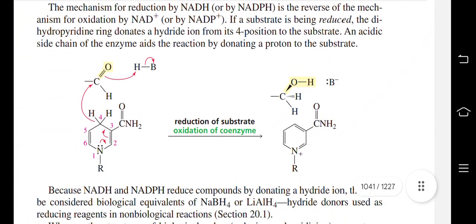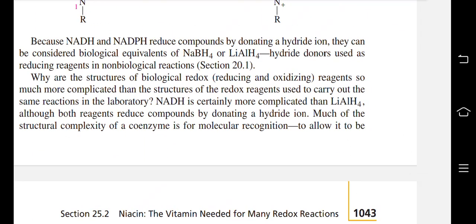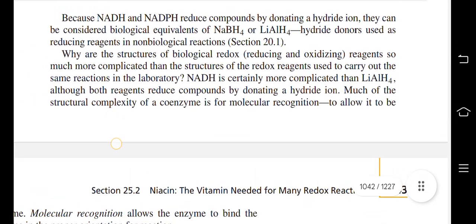The mechanism for reduction by NADH is the reverse of the mechanism of oxidation by NAD positive. If a substrate is being reduced, the dihydropyridine ring donates a hydride ion from its fourth position to the substrate. An acidic side chain of the enzyme aids the reaction by donating a proton to the substrate. Because NADH and NADPH reduce compounds by donating a hydride ion, they can be considered biological equivalents of sodium borohydride and lithium aluminum hydride, donors used as reducing reagents in non-biological reactions.